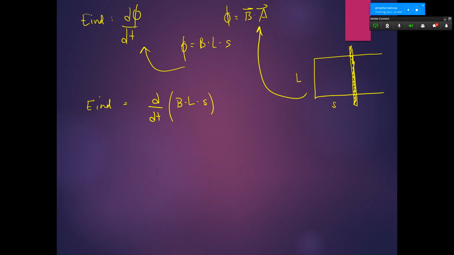Now, which of these three variables are constant? B and L. So I can take those out of the derivative. So E induced is equal to BL ds by dt. And what is ds by dt? What is the change of position as a function of time? Speed, or velocity. So that means that E induced is equal to B times L times V.